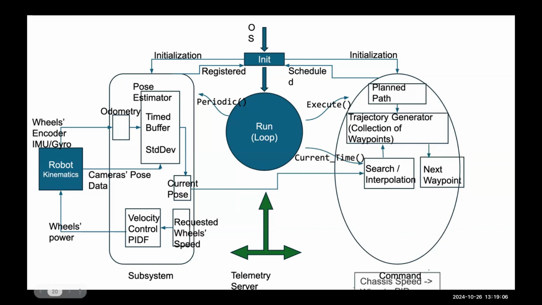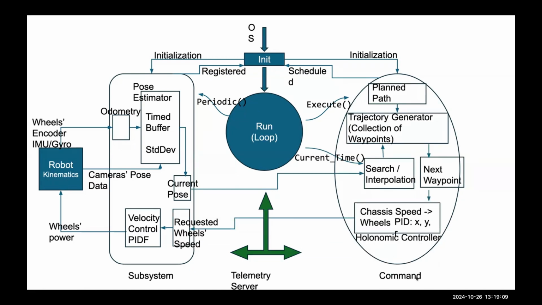And then just set up the commands. For the command, which is the mechanism drive controller command, it takes in a planned path, and then it interpolates the next waypoint to find a chassis speed that is ideal for that given time. And then this chassis speed is passed back into the subsystem through the requested wheel speeds, which is the Boolean consumer I talked about. And then it goes through a velocity control PID, and that goes through to the robot in the form of wheel power.